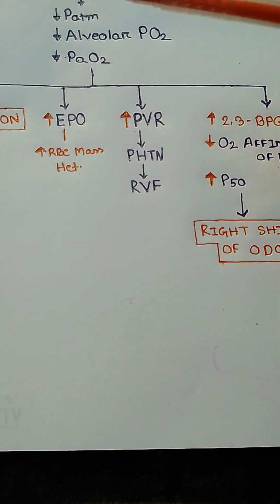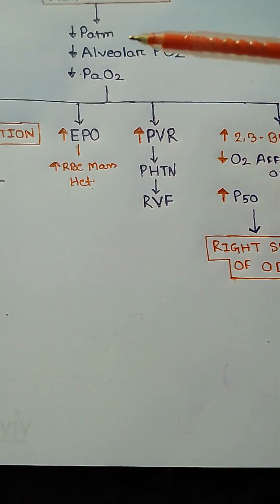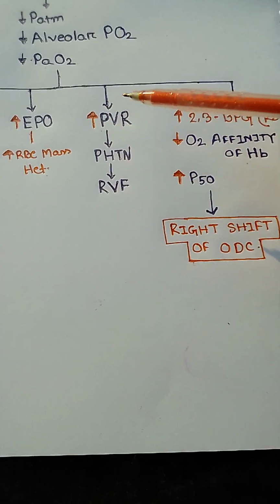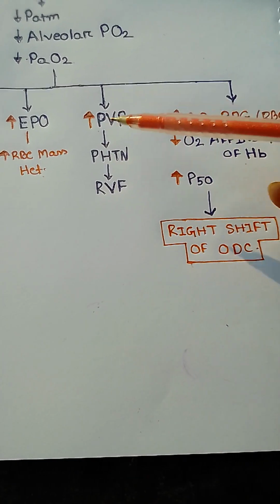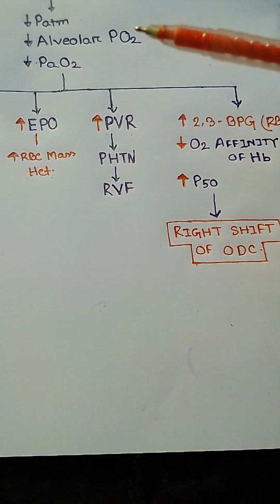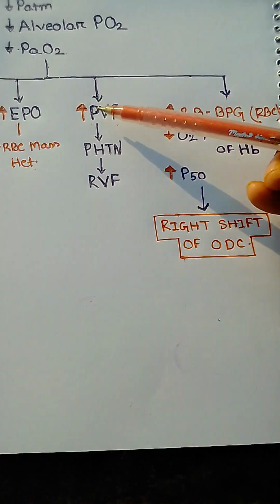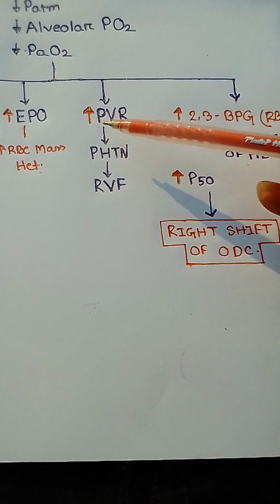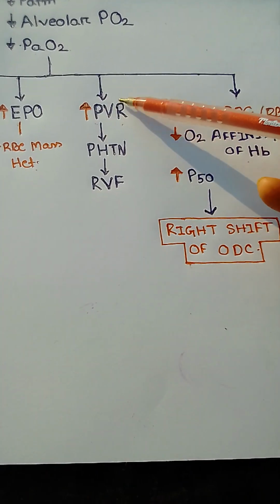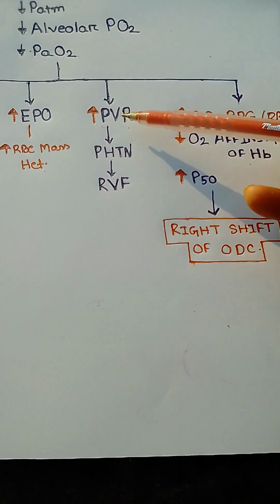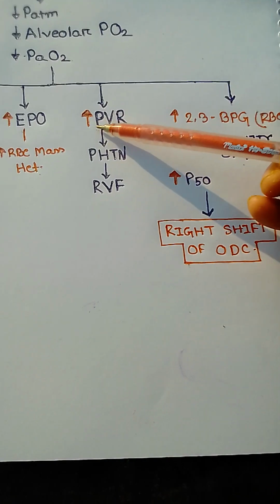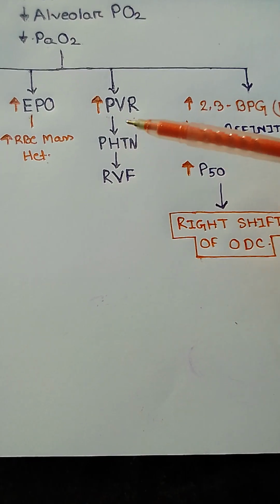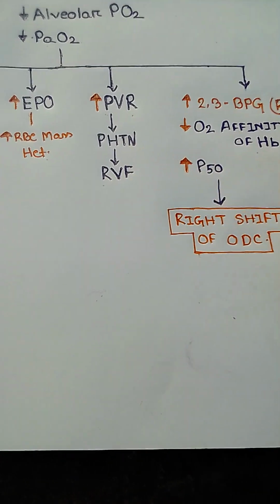When hypoxemia develops, as there is reduced oxygen in the lungs, the vasculature will contract, and this contraction will increase the pulmonary vascular resistance. The arteries of the lung will contract because they will try to shift the blood from the low oxygenated area to the high oxygenated area. So this increasing pulmonary vascular resistance will produce pulmonary hypertension, and eventually it will cause right ventricular failure.